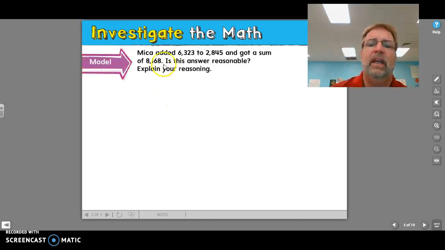Let's take a look at this problem right here that's on the board. Micah added 6,323 to 2,845 and got a sum of 8,168. Is this answer reasonable? So, Ms. Thomas, if you would, pause the video and let them think and work on this for about a couple minutes.